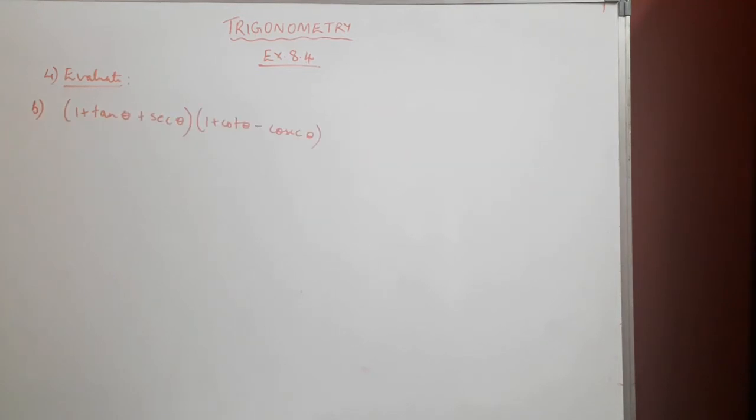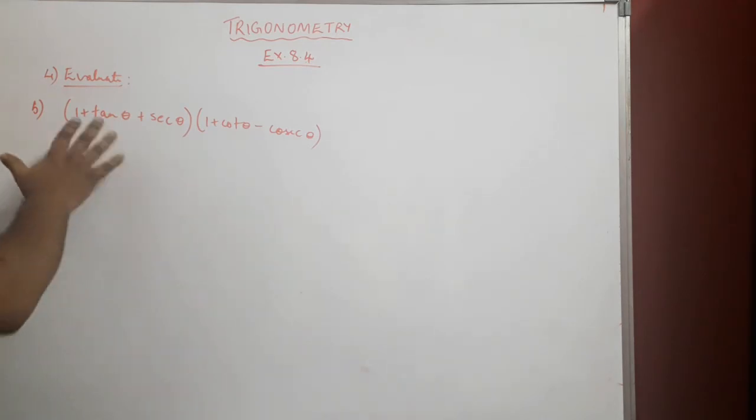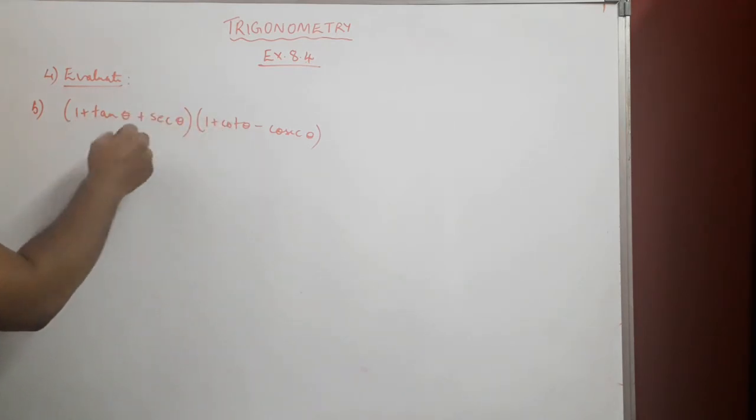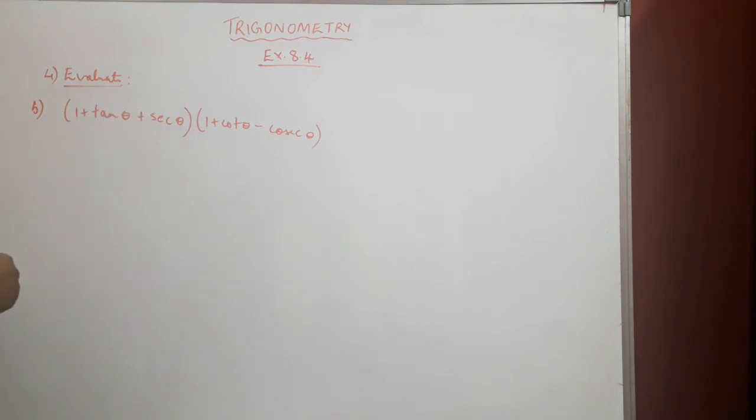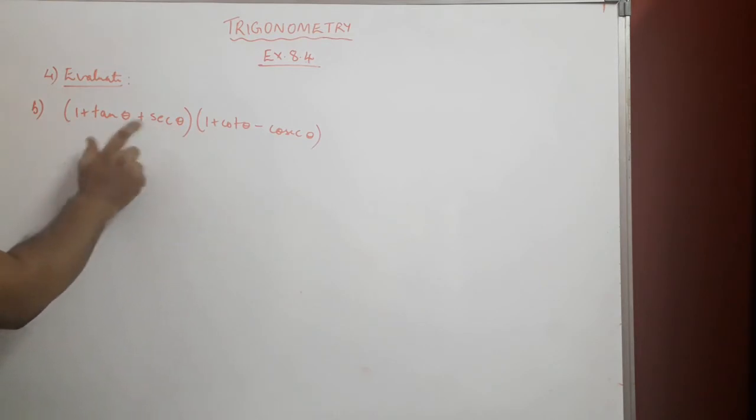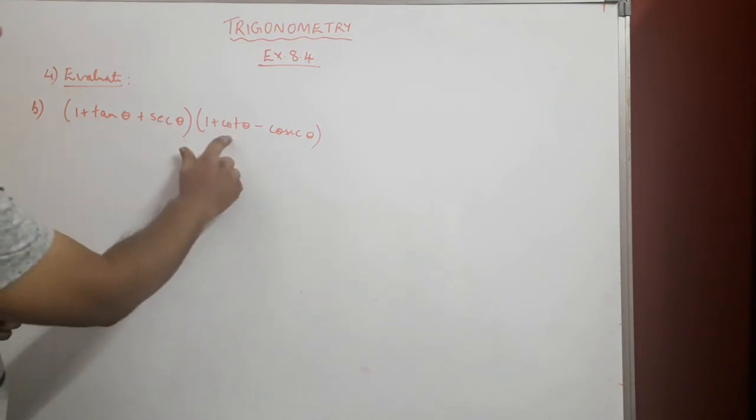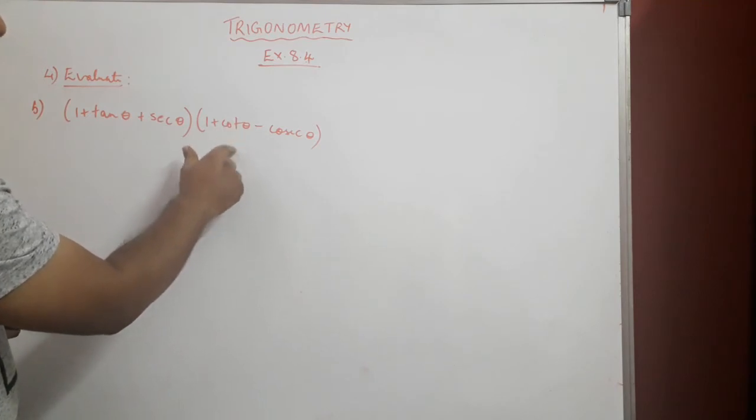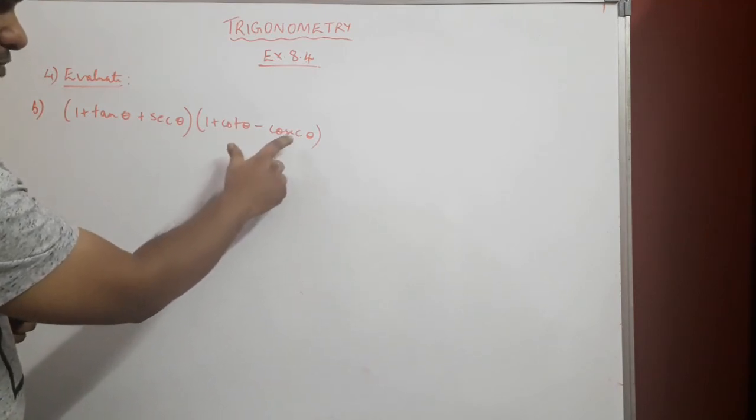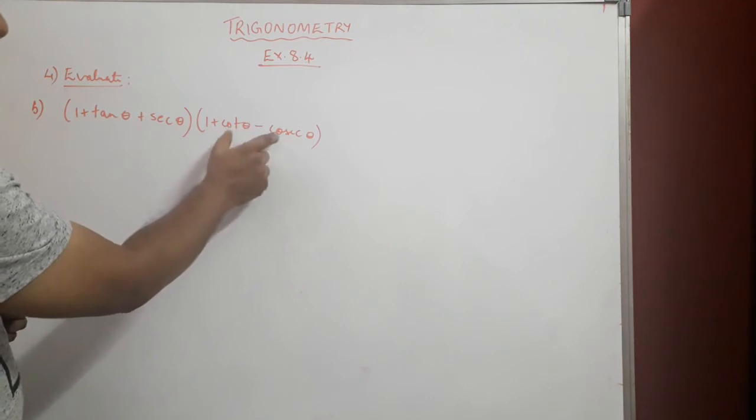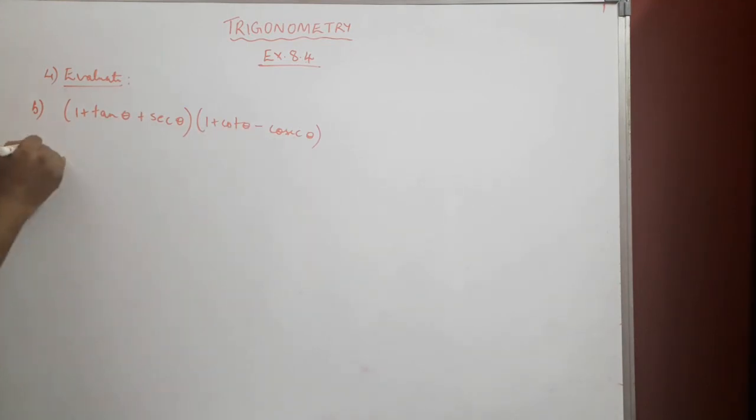The next problem says 1 plus tan theta plus sec theta, whole thing into 1 plus cot theta minus cosec theta. What I see common between the two, the first step that I can see is tan is sine upon cos, sec is 1 upon cos, which means the denominator will come as cos in this bracket. Here cot means cos upon sine and cosec means 1 upon sine, which means in this bracket sine will be the denominator. So let us try to do that first.